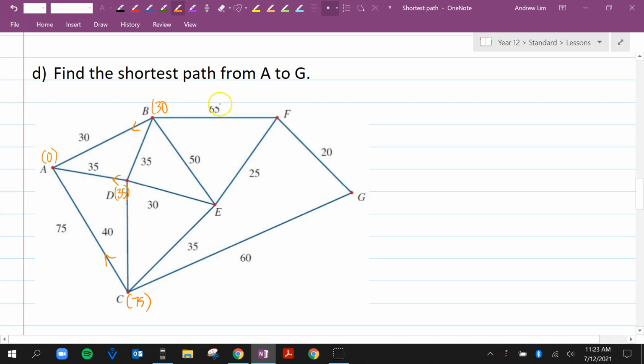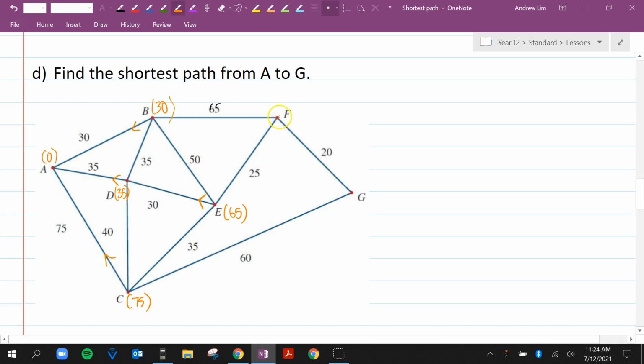Alright. We've got 65 here. Maybe I will do that in black. Okay. Let's next go to E, because F will probably need to know what E is, plus 25 to work out what F is. So let's work out what E is. 30 plus 50, which is 80. 35 plus 30, which is 65. Or 75 plus 35, which is 110. The smallest is 65. And we got it from this arrow, from this edge. So I'm just drawing my arrow there.